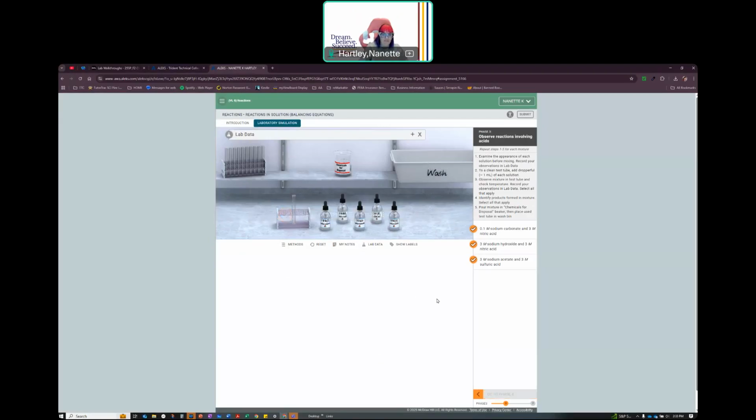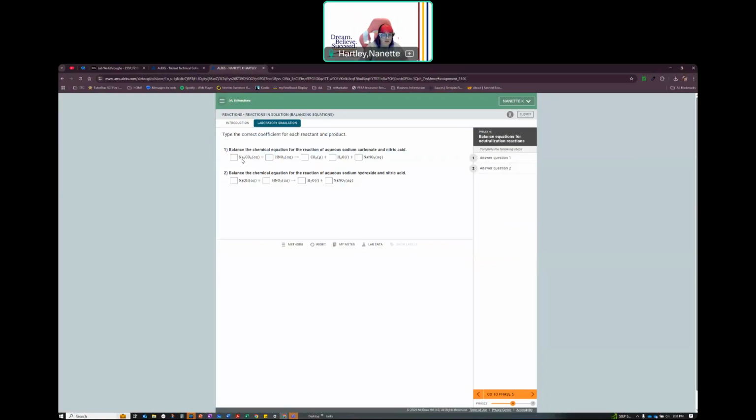Woo! So we're going to balance the reactions that we did see. So the sodium carbonate and the nitric acid. So Na2CO3. So I've got 2 NAs on this side. I need to have 2 NAs on this side. So I put 2 out there. And I have 2 NO3s over here. So I need to have 2 NO3s over here. So I put a 2 out there. I have CO2 over here, CO3 over here. Okay. And an H2O.